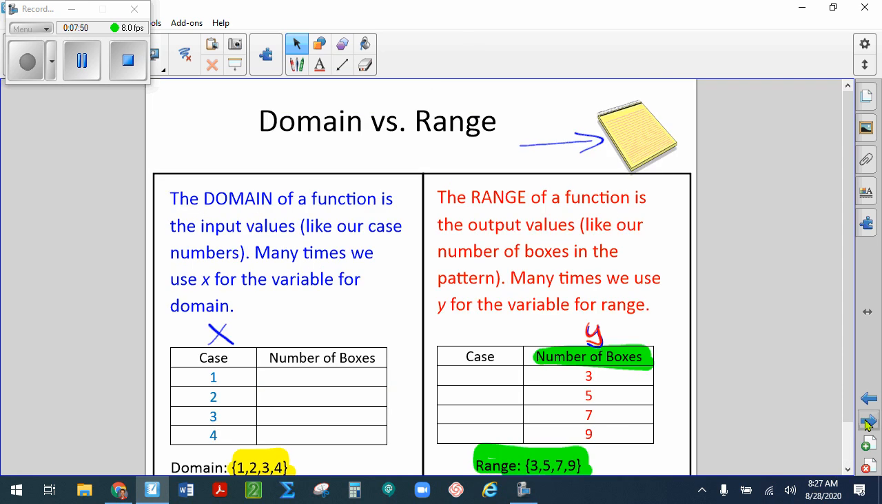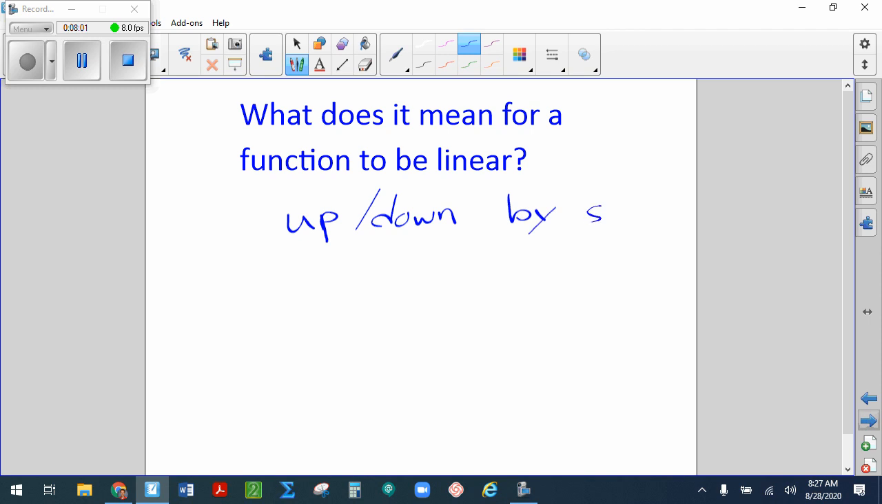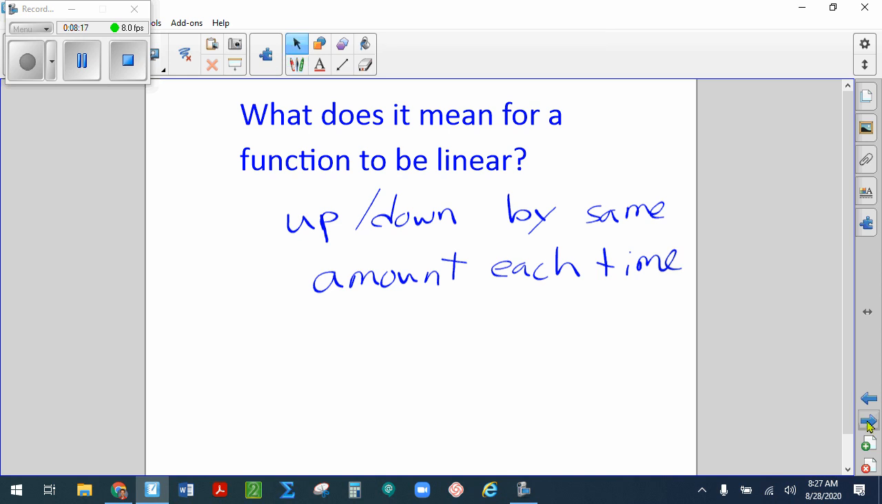And we're going to talk about what does it mean to be linear more in class today. But what we've shown so far with the blocks is that maybe it's going up or down by the same amount each time. Okay, up or down by the same amount each time. We call that constant rate. And you could say that the pattern, if you plot the pattern, makes a line on a graph. All right, that's it.